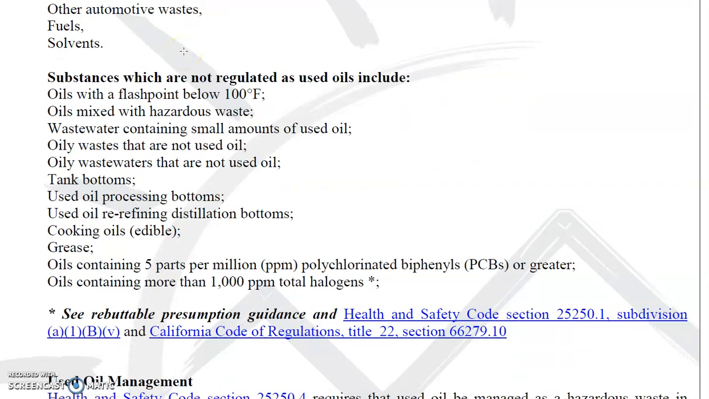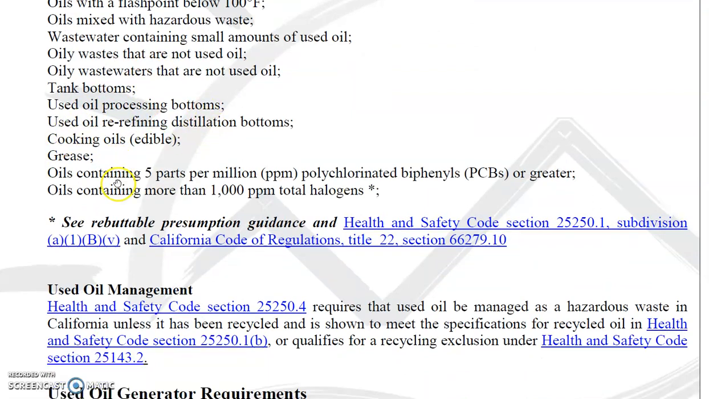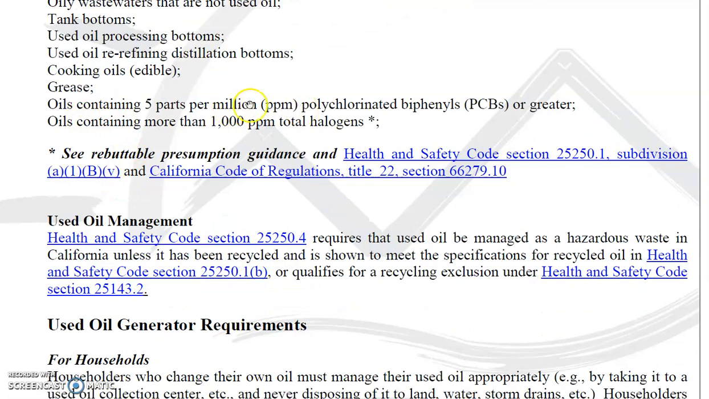Some physical or chemical characteristics of substances which are not regulated as used oils include any oils that have a flash point below 100 Fahrenheit, oils that are mixed with any hazardous waste, that automatically disqualifies them, any wastewater that contains any amount of used oil, cooking oils, grease, and so on, or oils containing 5 parts per million PCBs, that is polychlorinated biphenyls, or greater, and oils containing more than 1,000 parts per million total halogens.